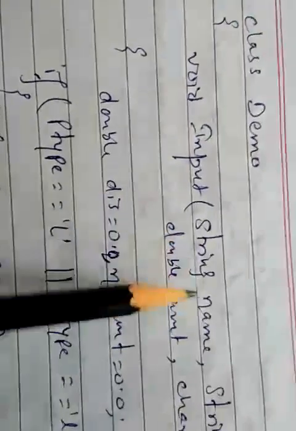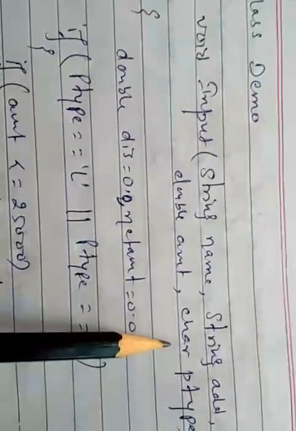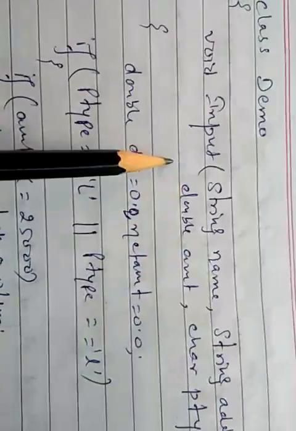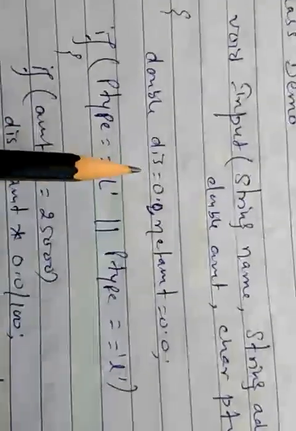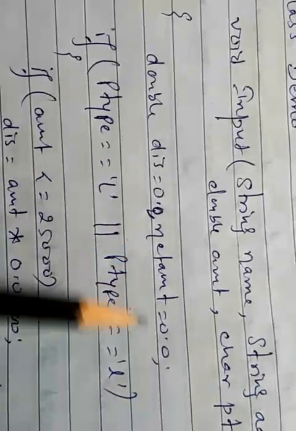So let's see the example of this one, class demo, and we have to input the name of the customer, address, amount and purchase type. So void input, inside the parameter there are the name, address, amount and purchase type. We have to calculate discount and net amount.